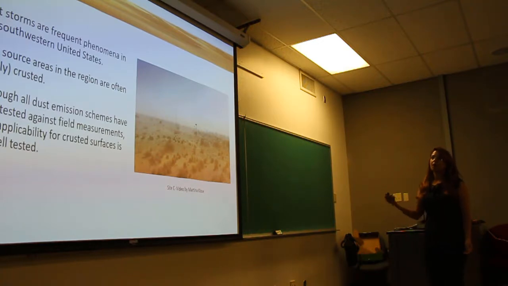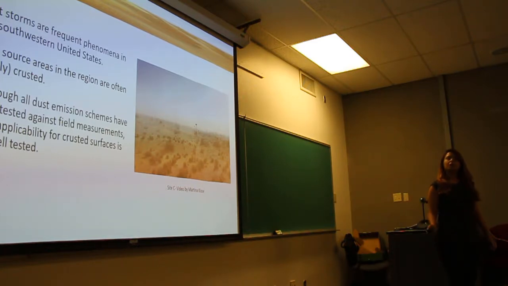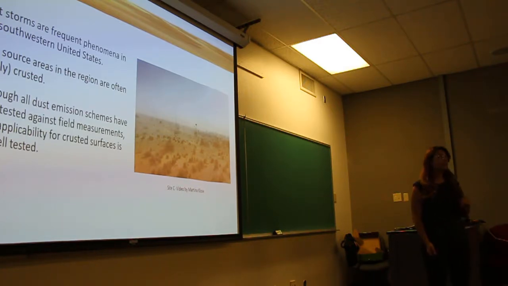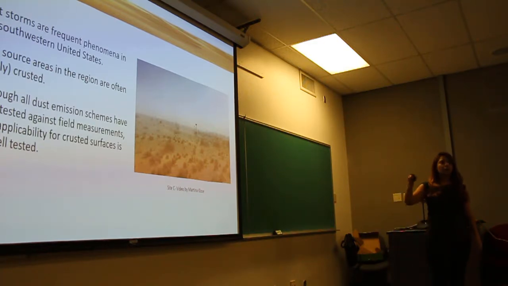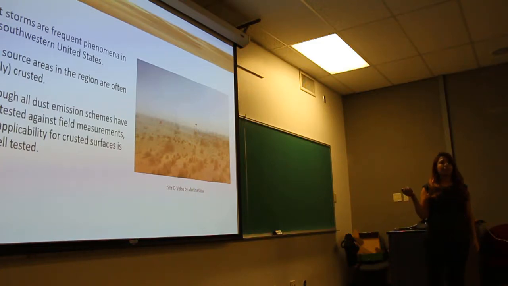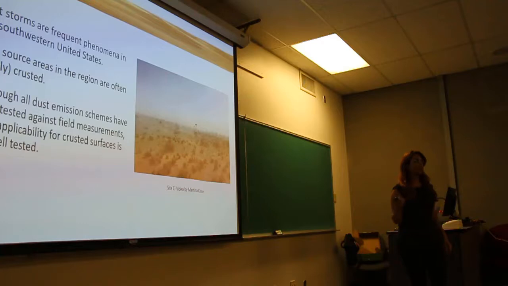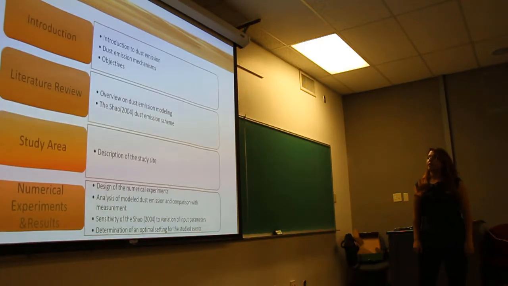There have been several problems in different places in Asia, Africa, and Australia. So several dust emission schemes have been developed to predict dust storms, and all of them have been tested against field measurements from different areas. But our dust source areas in the region are often partly crusted. This means that most of these dust emission schemes have not been tested against crusted surfaces. So this is why we try to look at these surfaces.